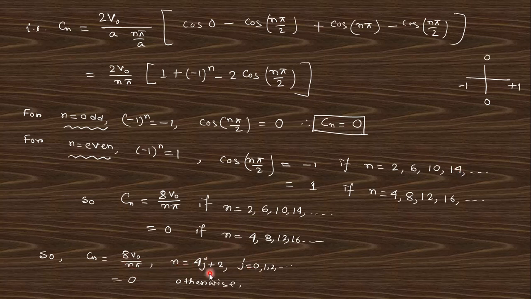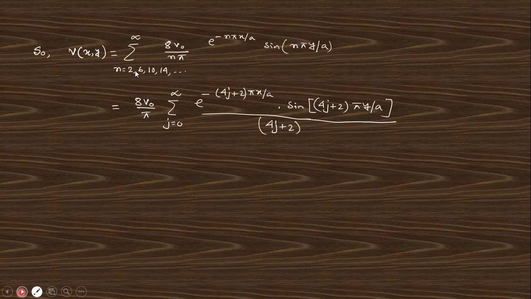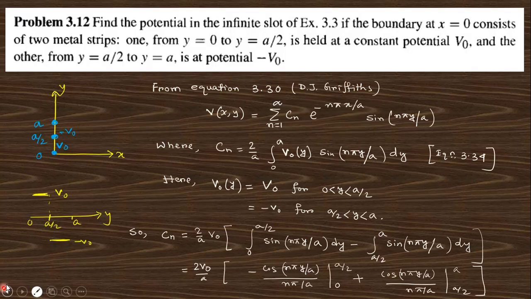So only n equals 4j plus 2, where j equals 0, 1, 2, 3, and so on, is the general form of this value. For these values of n only this Cn is present, and for other values of n, Cn equals 0. So you can see the total potential will be like that, where n equals this, or in terms of j you can write down this equation, just putting the value of Cn in this potential expression.